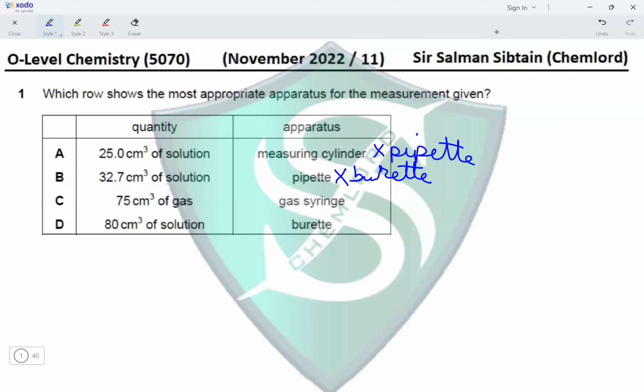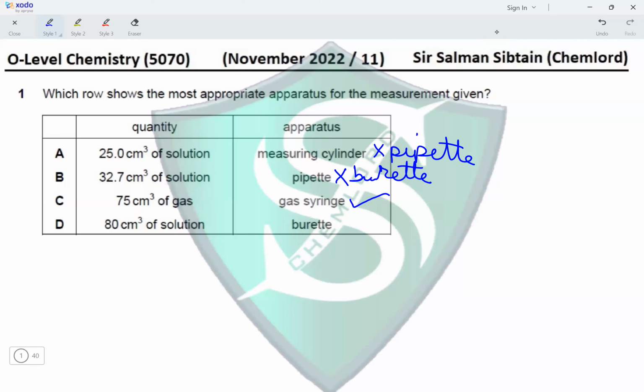C, 75 cm cube gas by a gas syringe. So accurate measurement of a volume of gas is by the use of a gas syringe. Another apparatus that can be used to measure gases is a measuring cylinder, but that measurement is not accurate, it's approximate. So 75 cm cube of a gas measured with a gas syringe is appropriate. So this should be the correct answer.